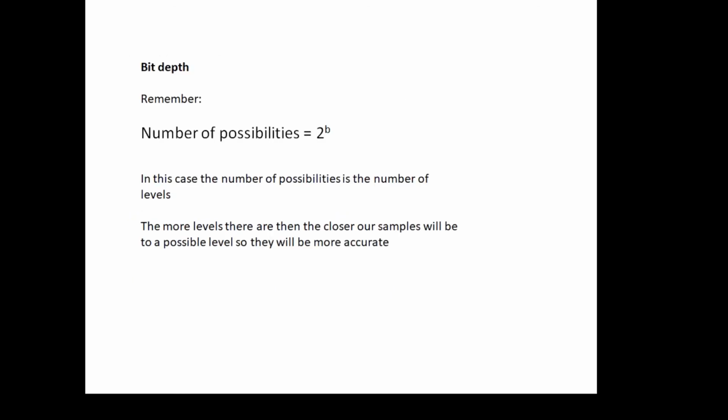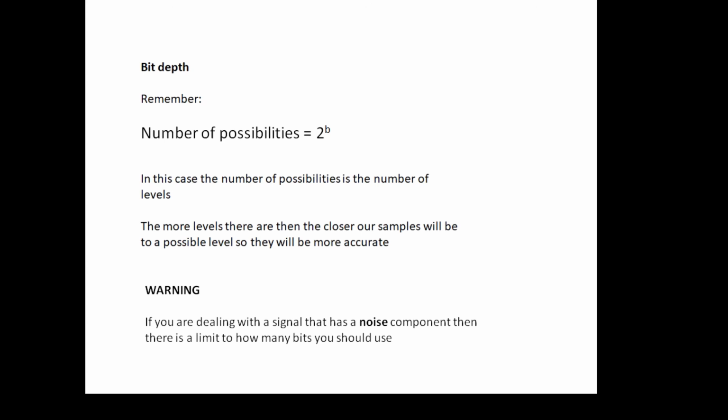Bit depth. Now, remember that the number of possibilities is 2 to the b. So in this case, the number of possibilities is the number of levels. If we had 4 bits per sample, then there were 16 levels. The more levels there are, then the closer our samples will be to a possible level, so they will be more accurate. However, if you're dealing with a signal that includes a noise component, if the signal has picked up noise, then there is a limit to how many bits you should use. There is a maximum number of bits that you should use.